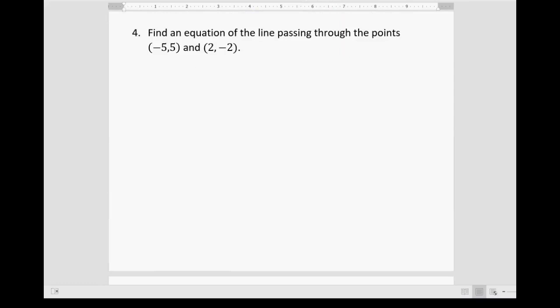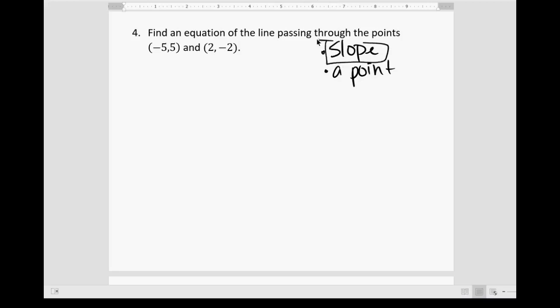Number 4, find an equation of the line passing through the points (-5, 5) and (2, -2). Something to know, there are two really important things you need in order to find the equation of any line. That's going to be the slope of that line, and then you're going to need a point on that line. If you have those two things, then you have enough information to come up with the equation of the line. All we have here are 2 points, so we've got more than enough points to work with. We don't have a slope.